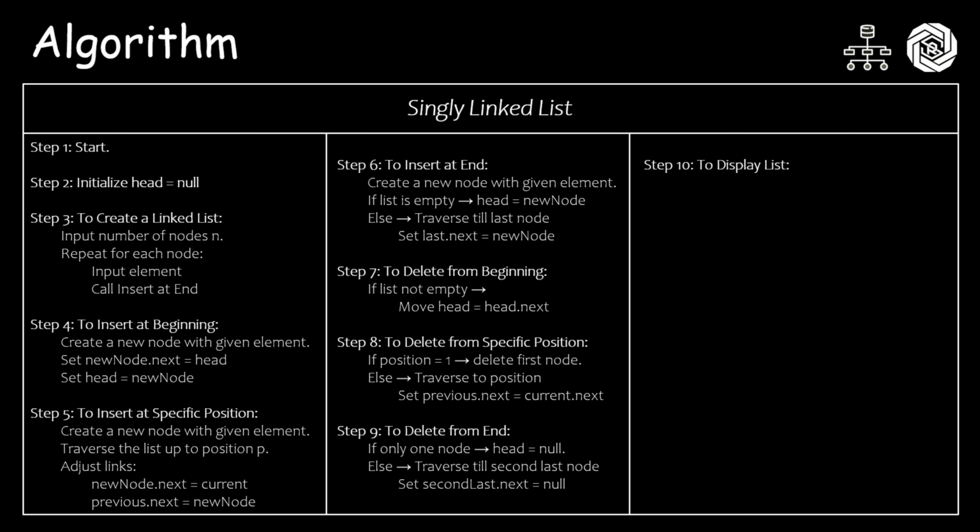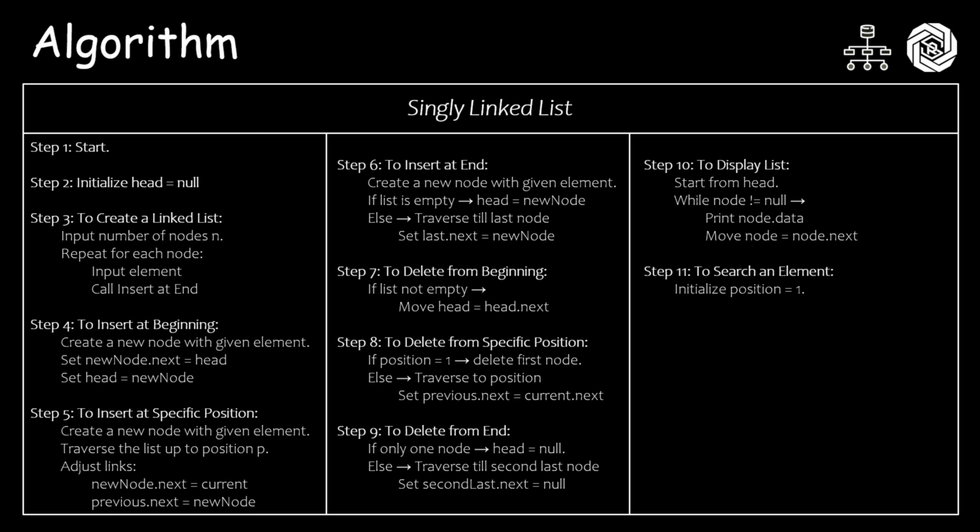Step 10. To display list. Start from the head. In a loop, as long as the current node is not null, print the node's data and move to the next node by node equals node next. Step 11. To search an element. Initialize position equal to 1. Traverse the list, maintaining a position counter until the element is found or the end is reached. If the element is found, display the position. If the traversal reaches the end without finding it, display element not found.